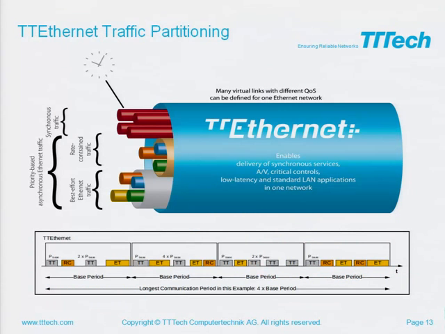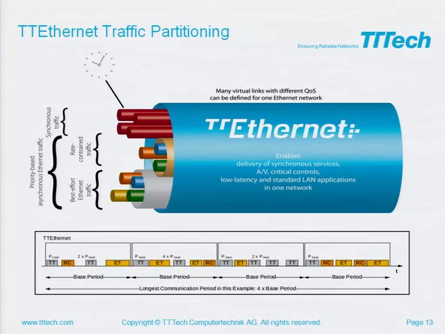When we look at it from another perspective, this should show an Ethernet cable. Here we have a full duplex Ethernet cable, and this can be virtually partitioned into time-triggered traffic, synchronous traffic, rate-constrained traffic, and standard Ethernet traffic. But what does that mean on the line itself?